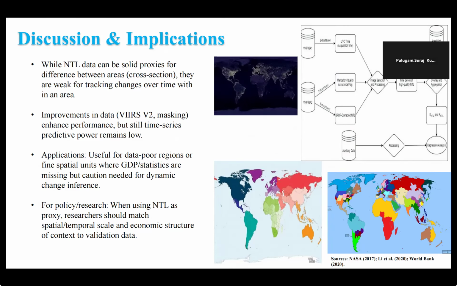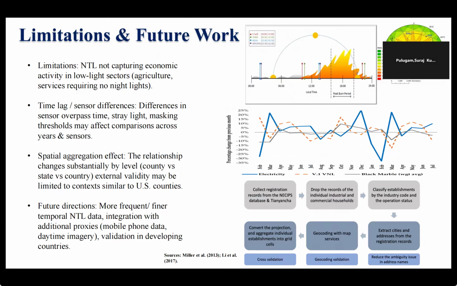global use. Coming to the limitations and future work, there are several limitations to this approach. First, nightlight data can't capture unlit sectors such as agriculture or certain services. Secondly, the difference in sensor calibration over time and atmospheric effects can introduce inconsistencies. Third, the results vary depending upon spatial aggregation. What works well at the county level may not generalize at the national scale.